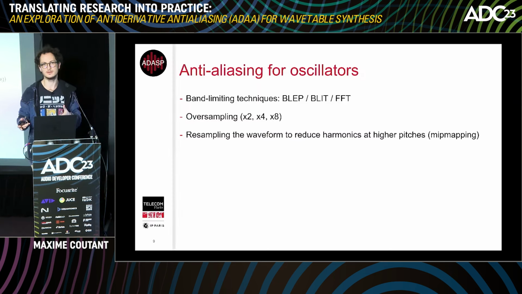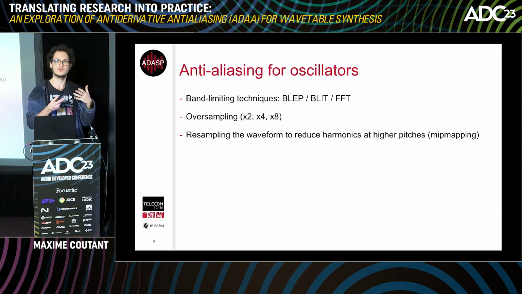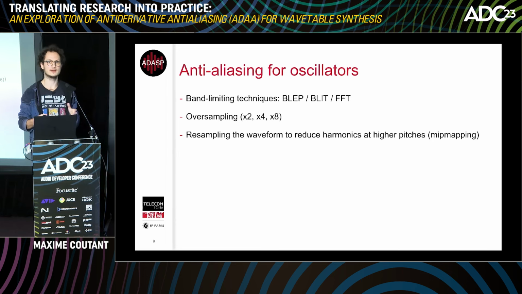Okay, so how do we deal with anti-aliasing with oscillators? I'll cover a few techniques. First, there's what I like to call band-limited techniques, either BLEP or BLIT, which are based off, you need to have an analytical version of your waveform, and the idea is you'll try to remove the discontinuities or to smooth them out. But if you have an arbitrary waveform, what you can do is use FFT band limiting. So once again, if you're interested in that, check my talk from 2 years ago. It was amazing.